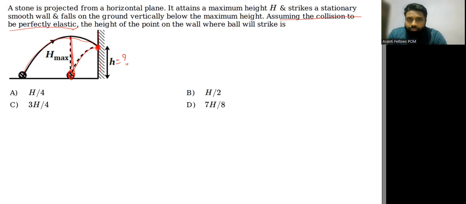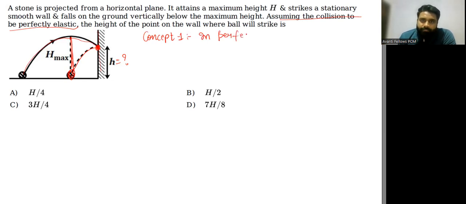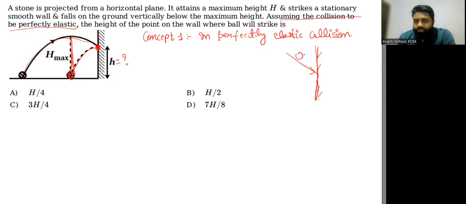So here we are going to use two concepts. Concept number one: perfectly elastic collision. So let's say this is the plane wall and a ball will strike on this with a certain velocity, and in this case it has two components of velocity, let's say ux and uy.